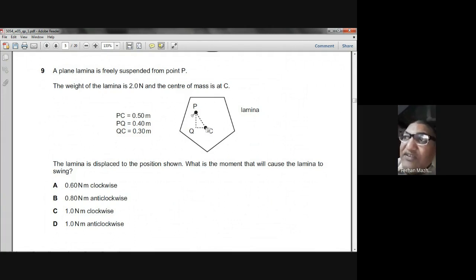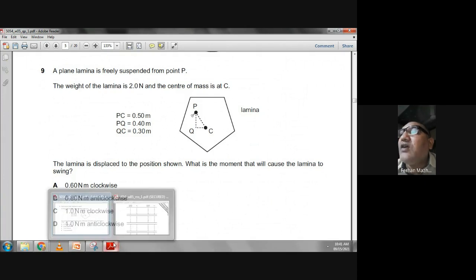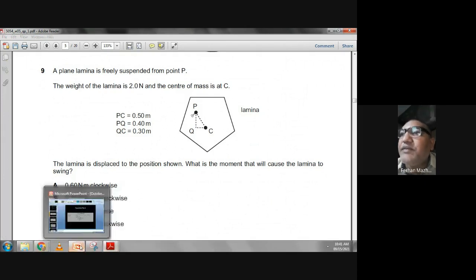So here we have the center of its mass. So all its weight will be acting here at point C. Because this is on the right side of the pivot, it will try to produce a clockwise turning effect in this lamina. Let me show you how I have done this. I have done this on a paper. Let me show you.